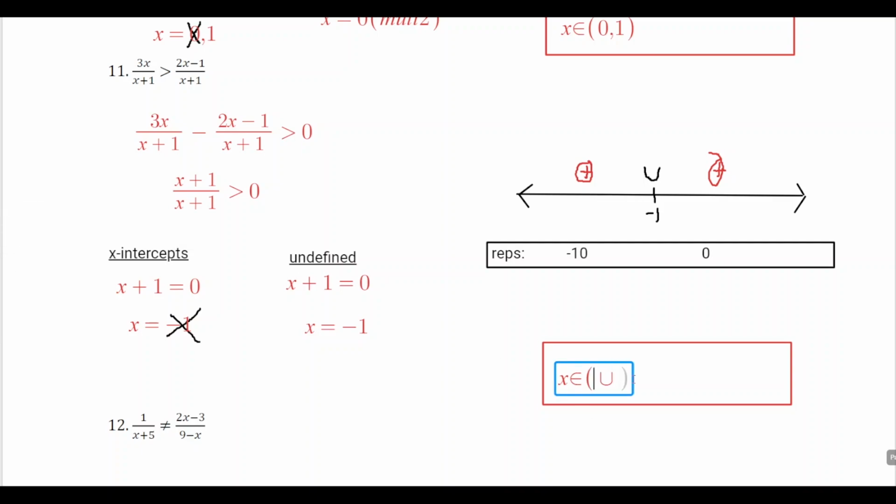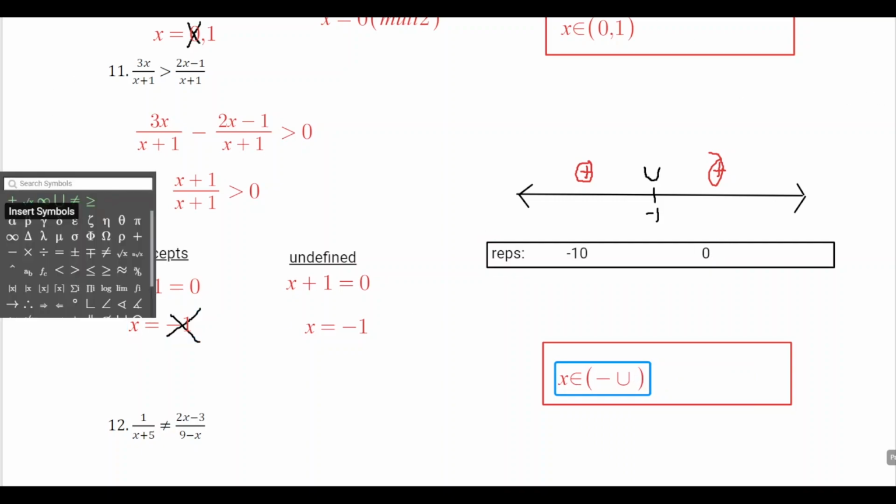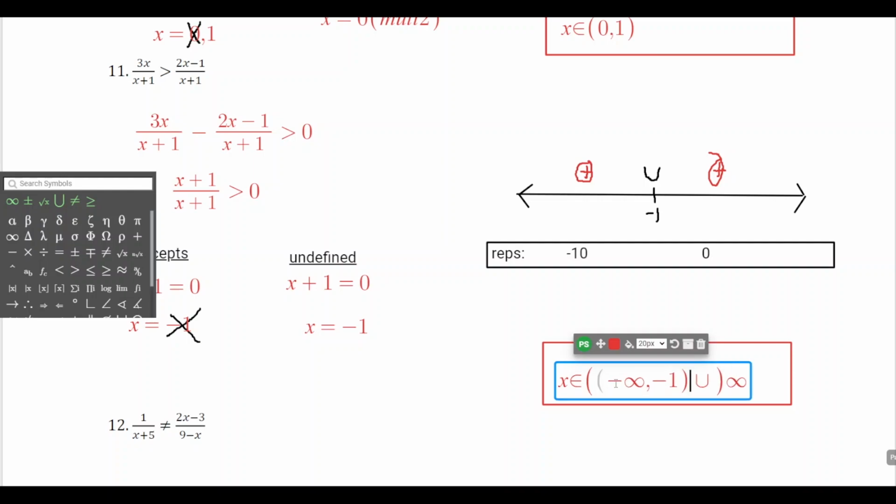So I'm going to say negative infinity. Let's see here. I thought I had that in my... All right, there we go. So negative infinity to negative 1, and then also negative 1 to infinity.